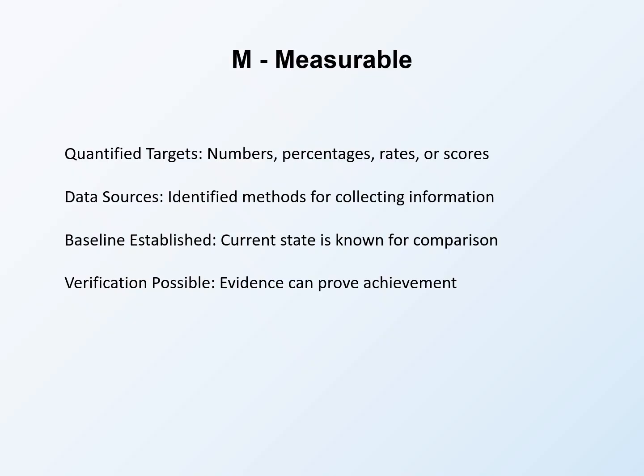Baseline established means the current state is known for comparison. If you want to increase something by 15%, you need to know the starting point. Without baseline, you cannot measure change. Verification possible means evidence can prove achievement. At project end, you can definitively determine whether the objective was met. Ambiguous objectives cannot be verified.